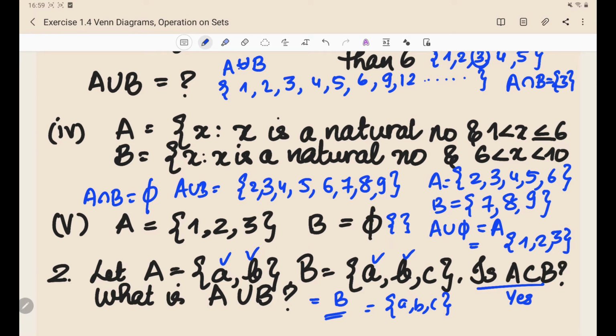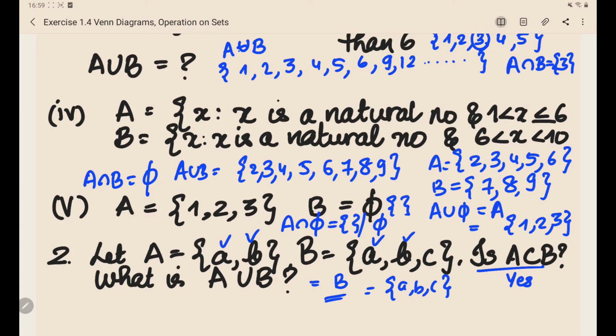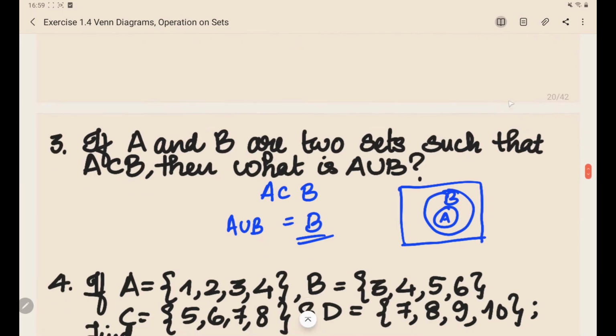So the last problem in it, A equal to {1, 2, 3}, B equal to ∅. Again, when you take the intersection of an empty set and a set, what is it? If you take intersection with an empty set, always the elements would be what? An empty set, or ∅. That is the null set. Okay, so that's all for the fifth problem.